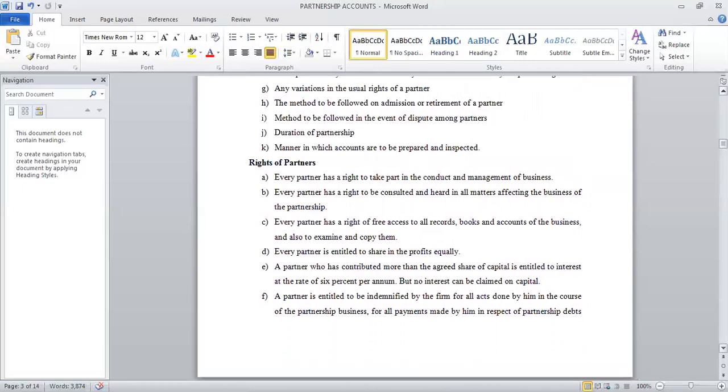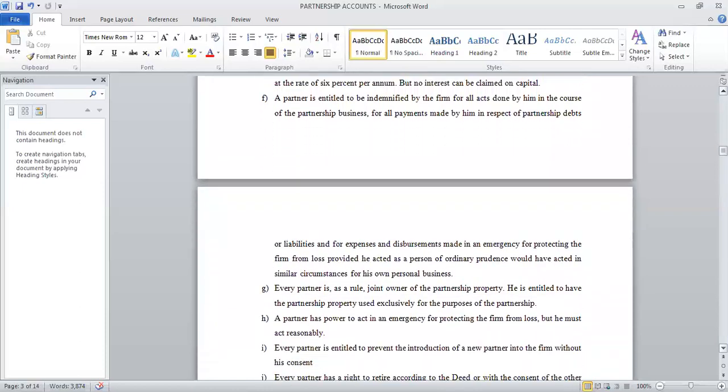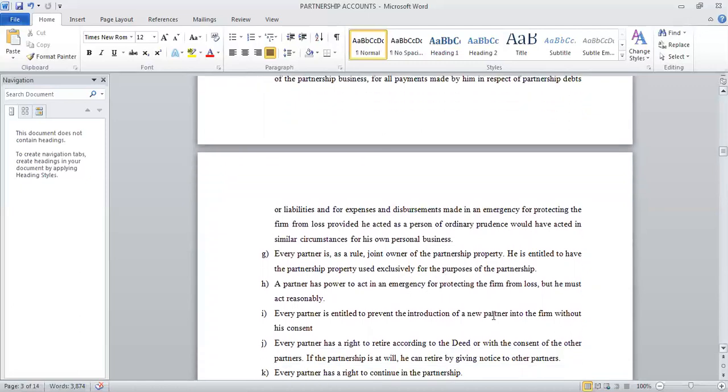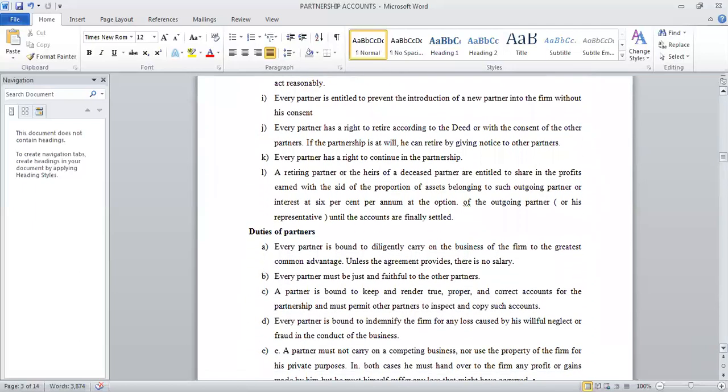And having noted that, we can now talk about other things, but you know that the rights here include that every partner has the power of protecting the firm from any loss in case of anything, and every partner is entitled to prevent the introduction of a new partner. Anytime there's a new partner to be introduced, the consent must be given by all the partners.